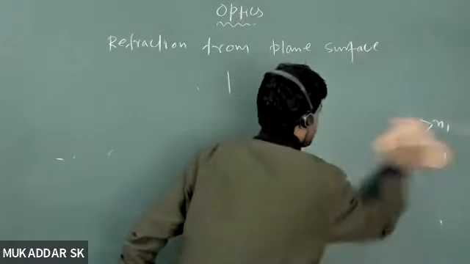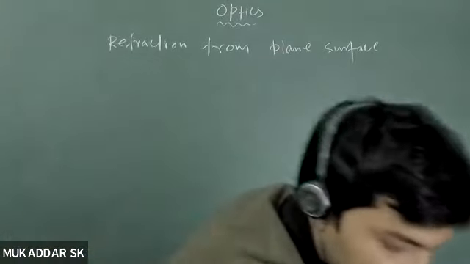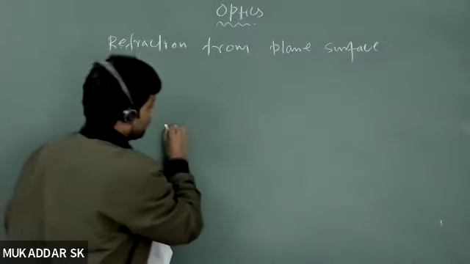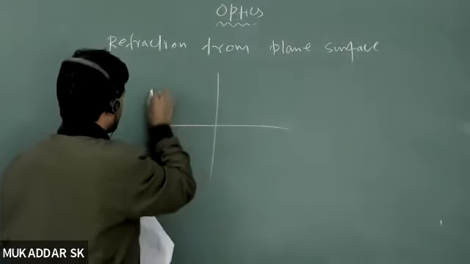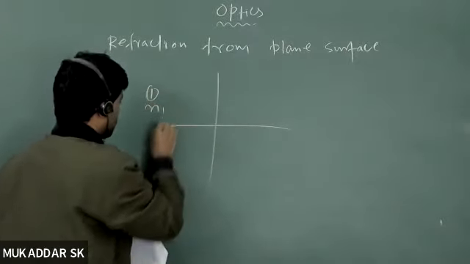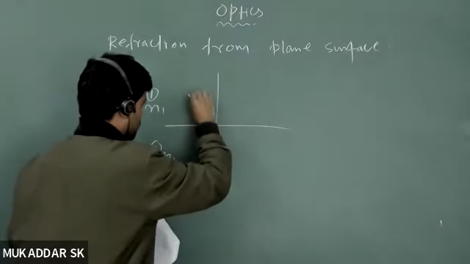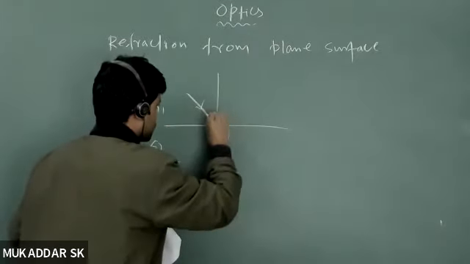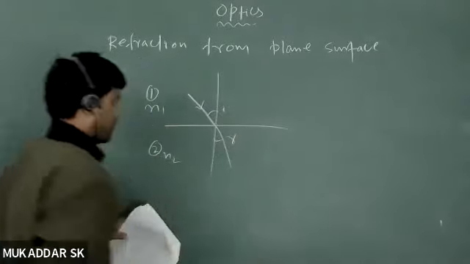Now we will use Snell's law. If you remember that diagram, let us draw a rough diagram again. So you have this is the interface, this is the normal, this is medium 1 with refractive index n1, this is medium 2 with refractive index n2, and this was your ray, right? So this is the angle of incidence, and this is the angle of refraction.